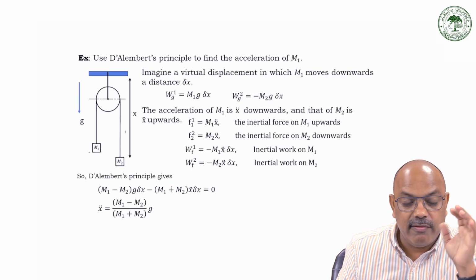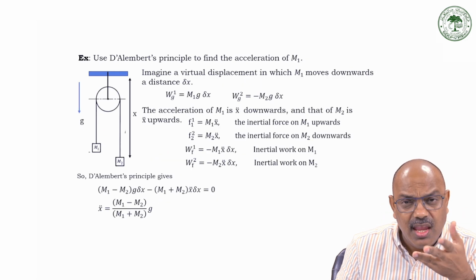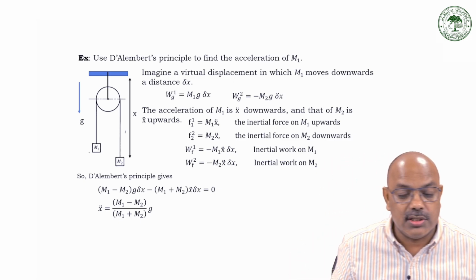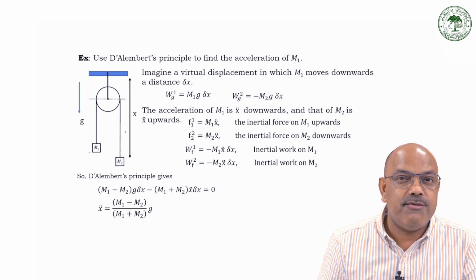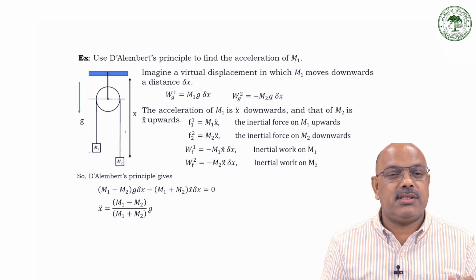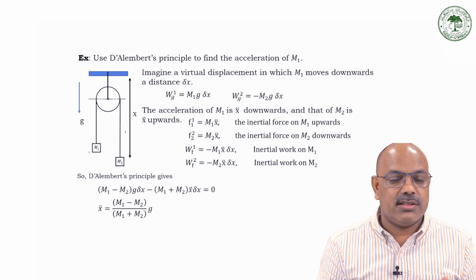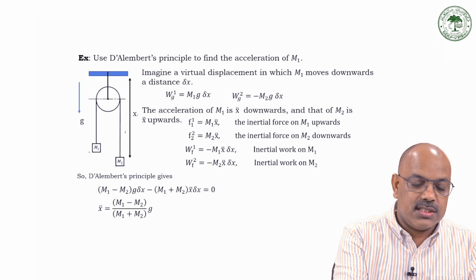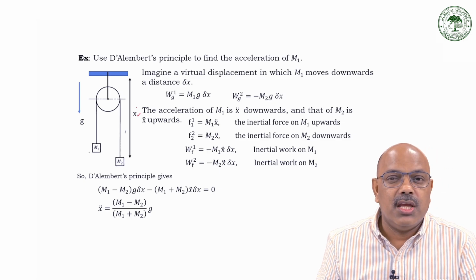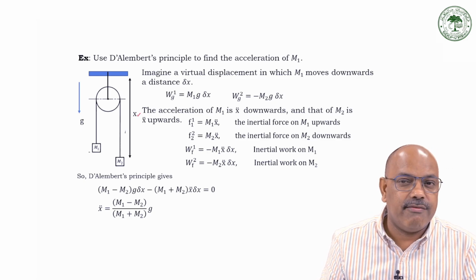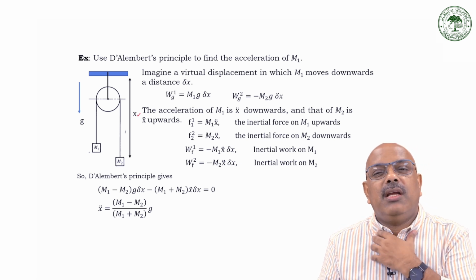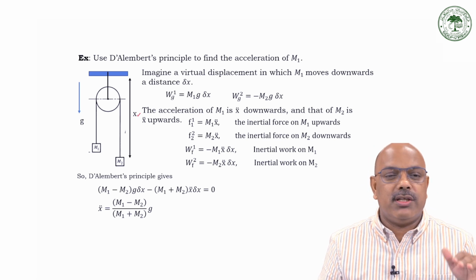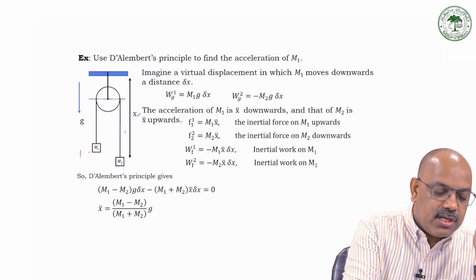In the next example we will consider the inertial forces also, because you see that there is a pulley and we have masses m1 and m2 here, and gravity is in the downward direction, and this distance is x from here. So I have to find the acceleration of m. Now let's imagine a virtual displacement in which m moves downward. So what I am considering is m is coming downward.